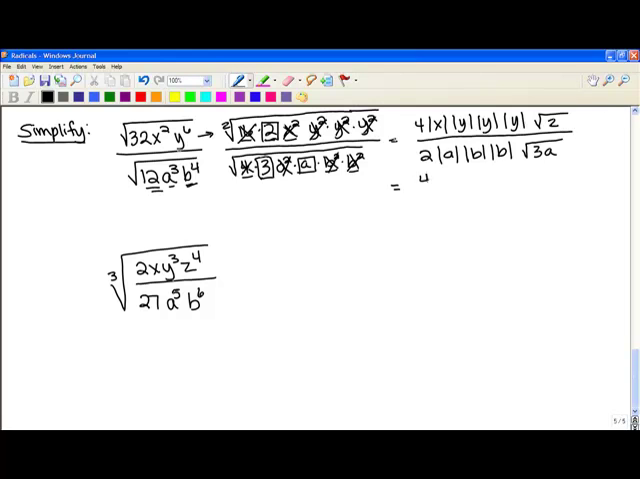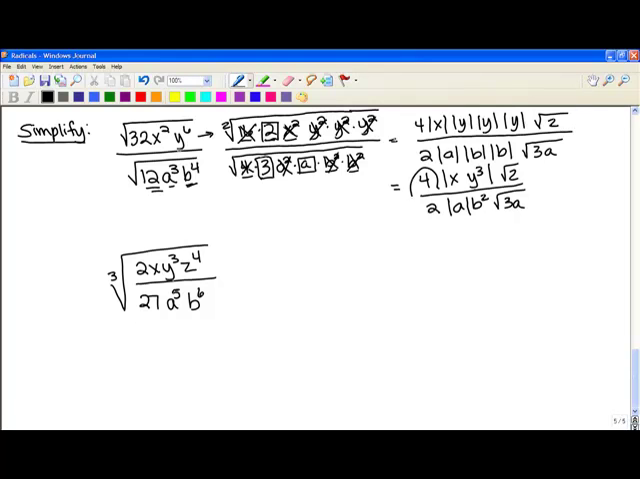Combining everything together, in the numerator we have 4, and our absolute value is x inside, with y to the third power times the square root of 2, divided by 2 times the absolute value of a, b squared. Alright, now since b is squared, it doesn't have to go in the absolute value. Any number squared is automatically positive. So therefore we don't need an absolute value with that. And then we had the square root of 3a.